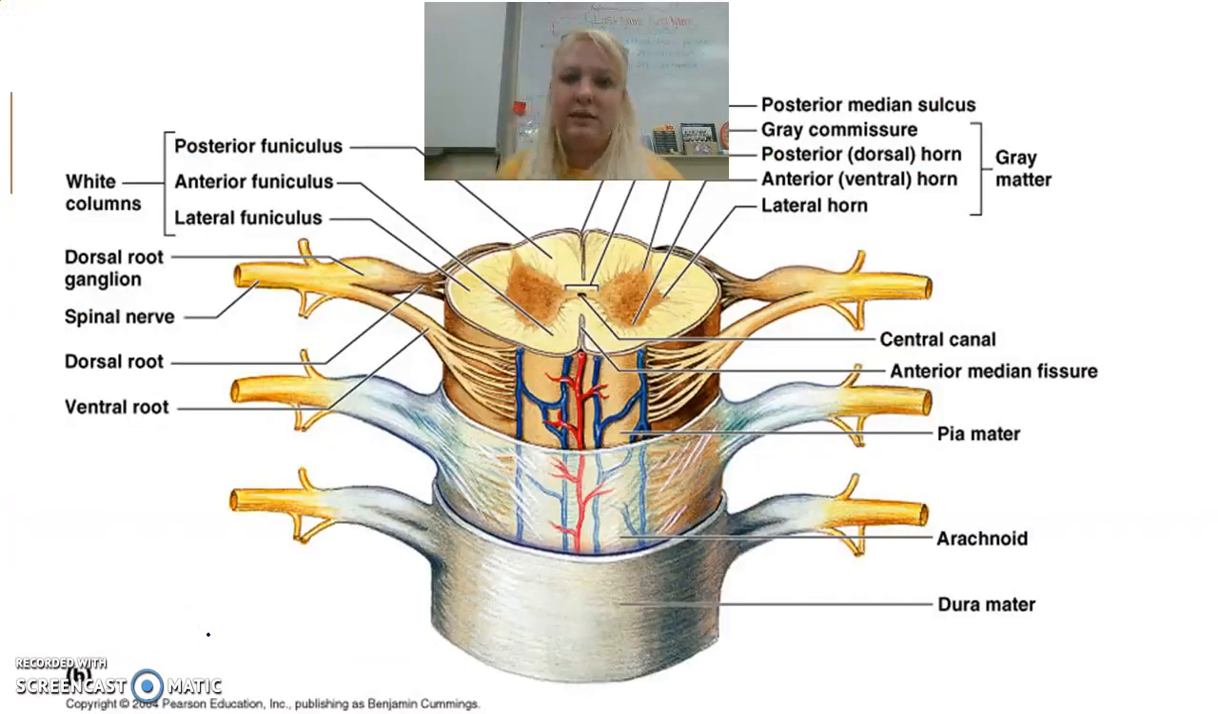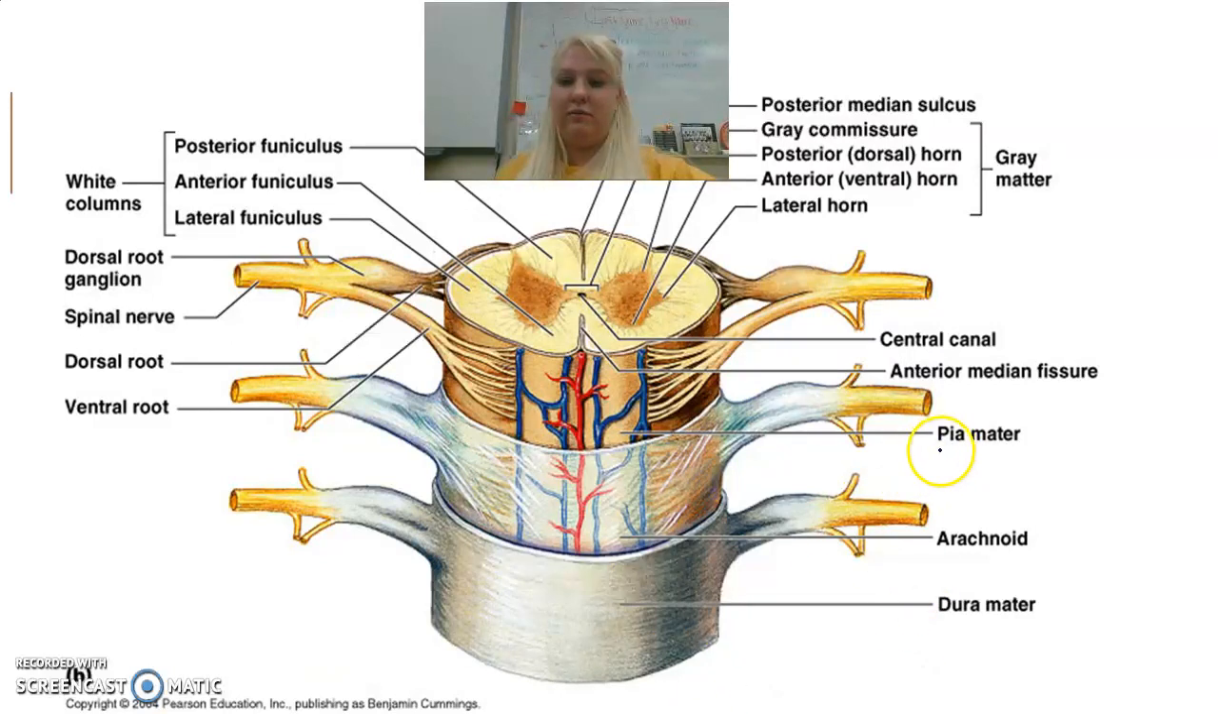Alright, so here is an overall picture of our spinal cord. So if someone just came along and cut it like that, you're looking at it. The first thing I want to talk about is something that actually goes along with the brain, and that is the meninge coverings. So meninges are connective tissue layers that surround your brain and spinal cord to help protect it.